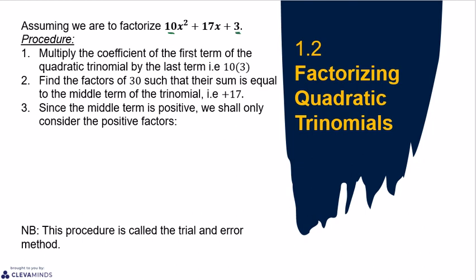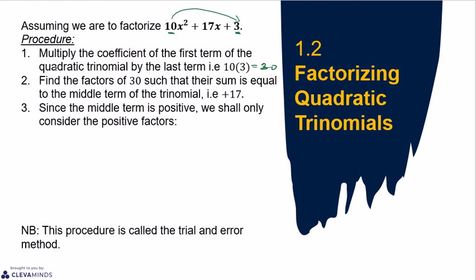So the idea is to multiply the coefficient of the first term by the last term, which is a constant 3. And that gives us 30. Isn't it? Good. So that's the method in factorizing quadratic polynomials, or quadratic trinomials rather.